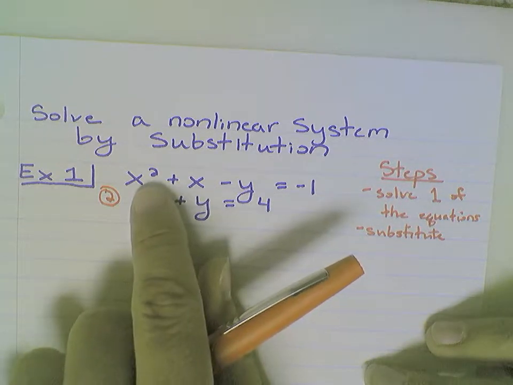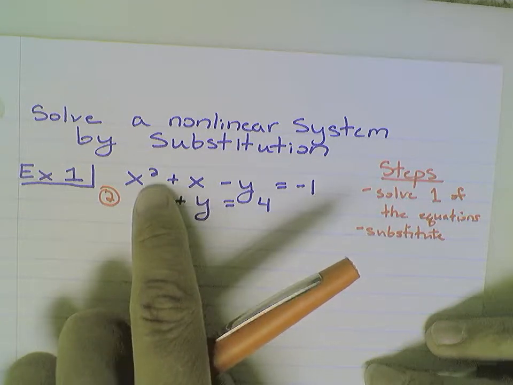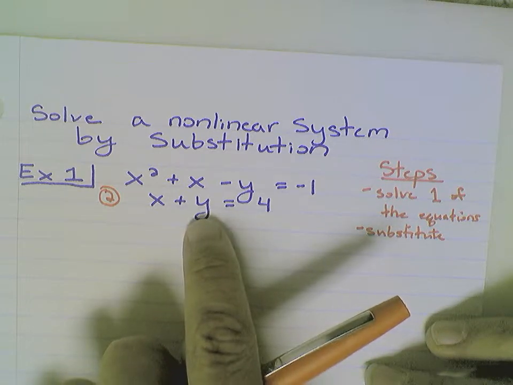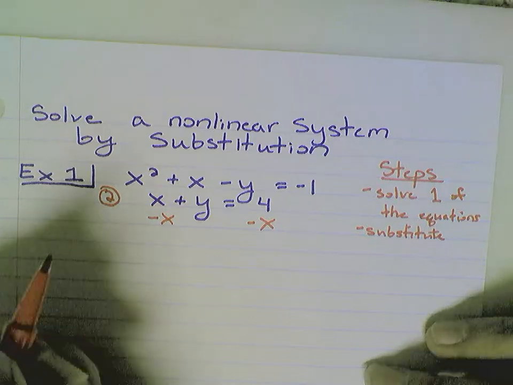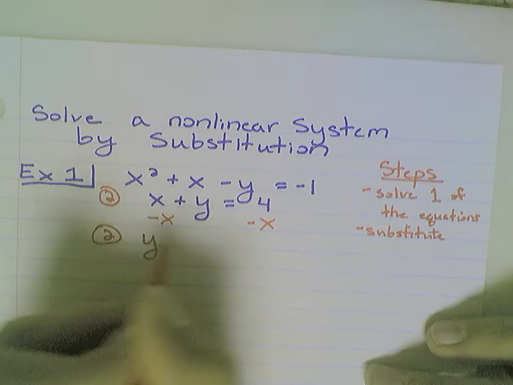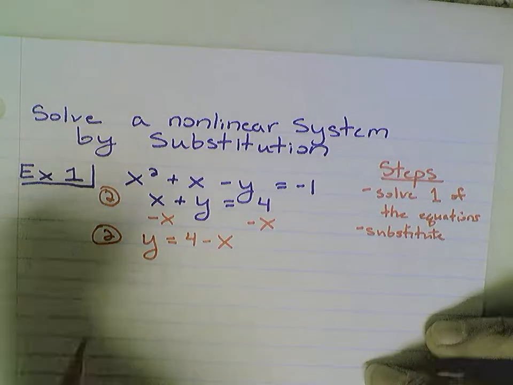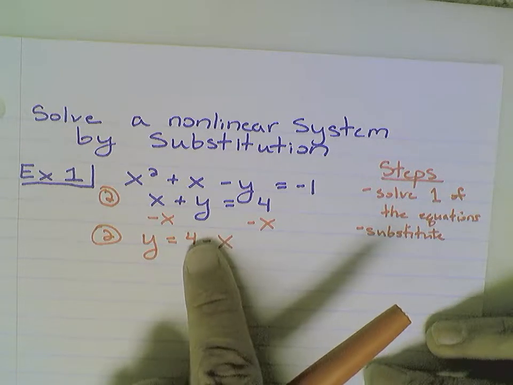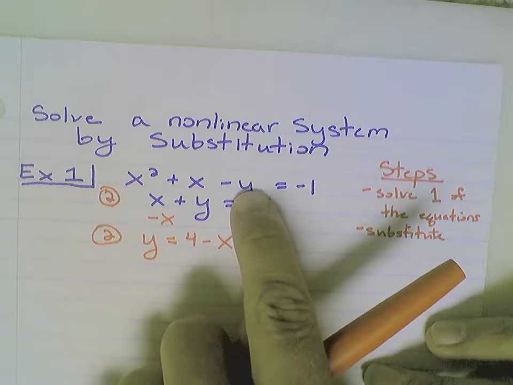If I look at equation 1, I notice that there's only one y while there are two x's. So in that case, I want to solve this second equation for the y variable. And I can do that simply by subtracting x from both sides. So the second equation can be rewritten as y equals 4 minus x. Now, the reason I want to solve this second equation is so that I can take what it's equal to and substitute that into the first equation for that variable.